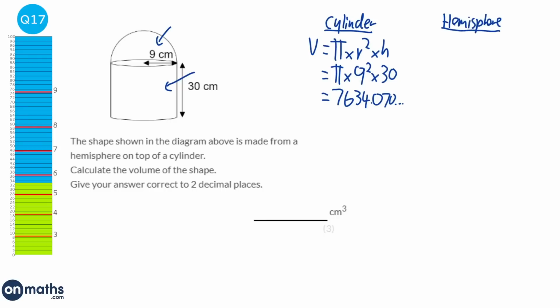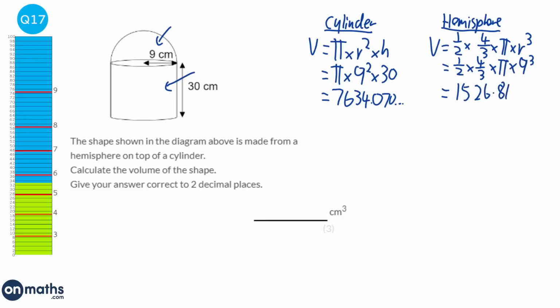To find the volume of the hemisphere, well, the volume of a sphere is 4/3 times pi times r cubed, but because it's a hemisphere, we just times that by 1/2. So it's 1/2 times 4/3 times pi times r, which is the radius, which is 9 cubed, and that gives us 1,526.814.